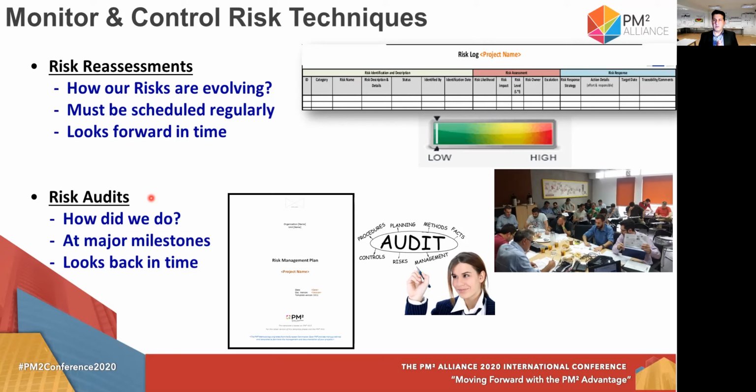So we are asking ourselves, how did we do that? And we conduct risk audits usually at major milestones. We are looking back in time to see not only if we have gaps inside our risk processes, but also if we have created best practices, and we write both of them in the risk audit report.